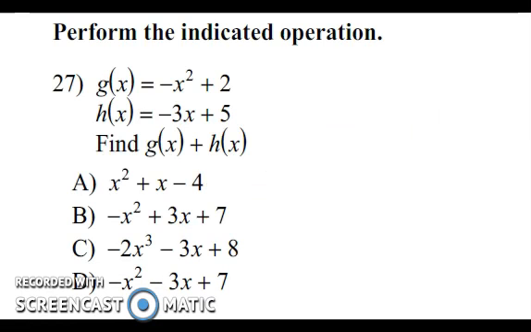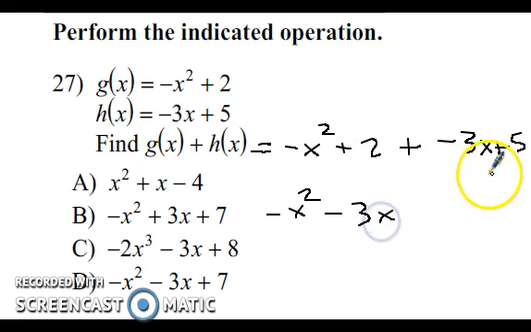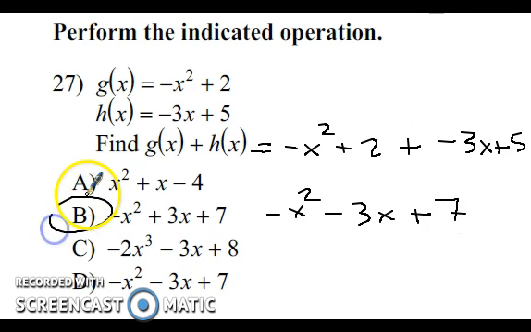All right, so for our next one, we have to perform the indicated operation, and we have a couple functions here, g of x and h of x, and we have to add them together. So we're going to take g of x, which is x squared plus 2. We're going to add it to h of x, which is a minus 3x plus 5. This is essentially an exercise in combining like terms. I only have constants that are alike, so I need to combine them, and I end up with B for my answer.